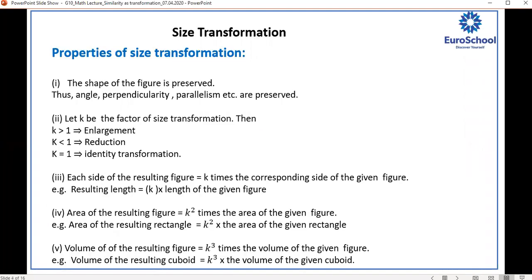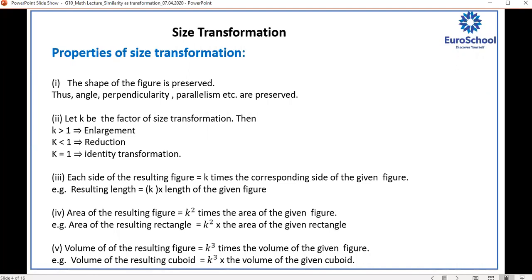Now, there were a few properties we discussed yesterday. The shape remains the same. There is no change in the shape, only what changes? Only the size changes, right? Angle, perpendicularity, parallelism, etc. are preserved. We did all this yesterday, right?